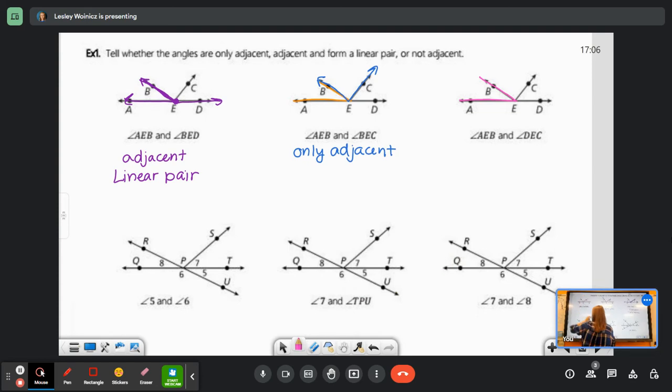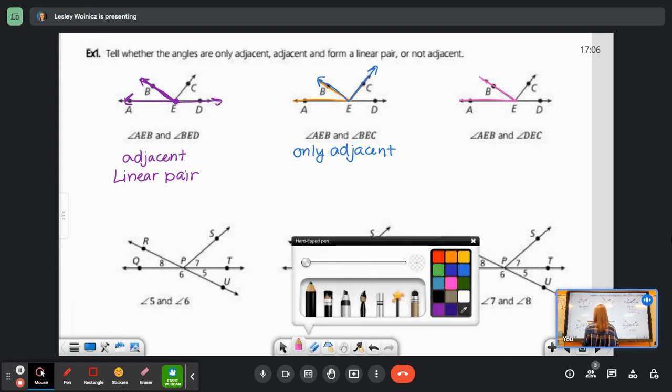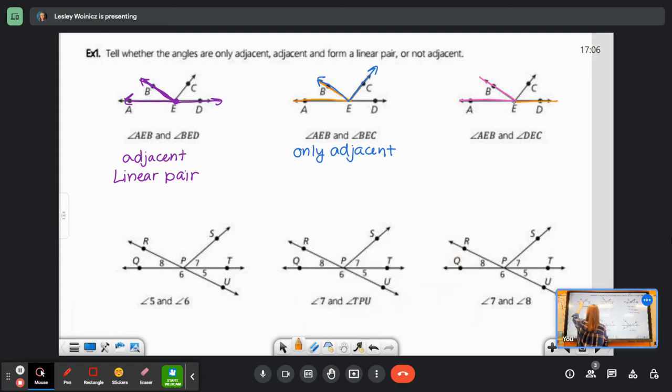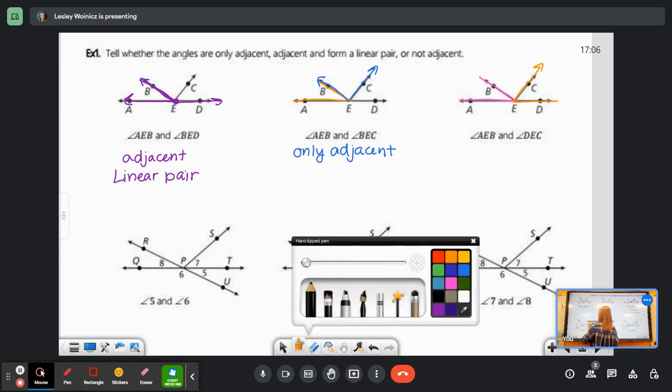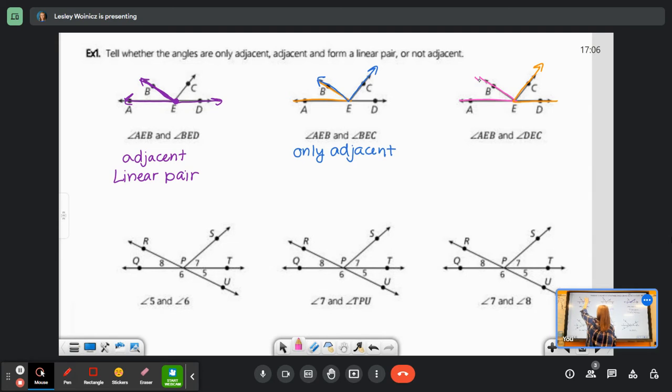AEB and DEC. You might think that these are a linear pair, but they're not because they do not have a common ray. In order to be a linear pair, they also have to be adjacent, and these are not adjacent. So these are not anything. Not adjacent.